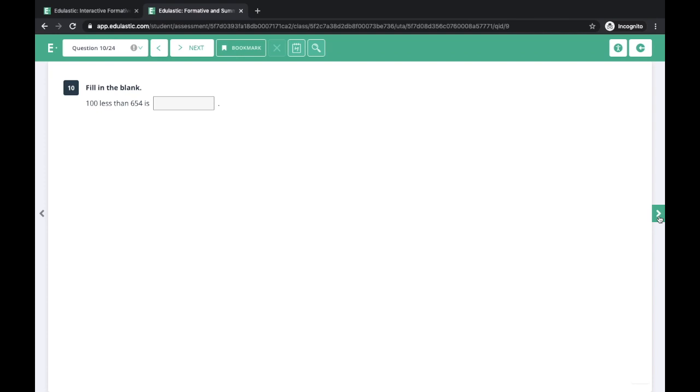100 less than 654 is blank. All right, this time we see the word less. So less means we're going to subtract or we're going to take away. And we see 100, so that means we're taking away from our hundreds place. So when we take away from our hundreds place, 654 becomes 554.